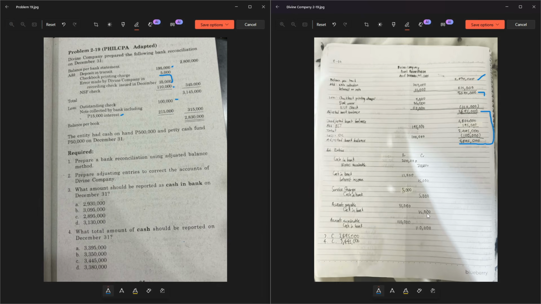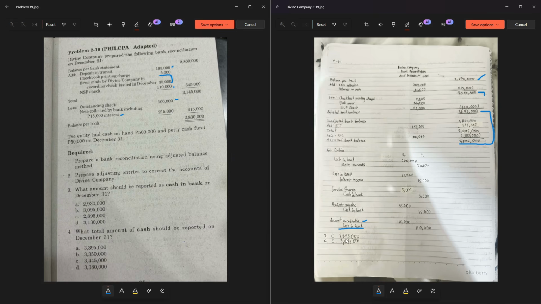Then, accounts receivable of 110,000 and the cash in bank of 110,000. This came from the NSF check. So, when a check bounces, cash in bank is credited. Then it becomes an accounts receivable from the point of view of the book or the company. The bank is no longer involved here. Then, in number 3, what amount should be reported as cash in bank on December 31?